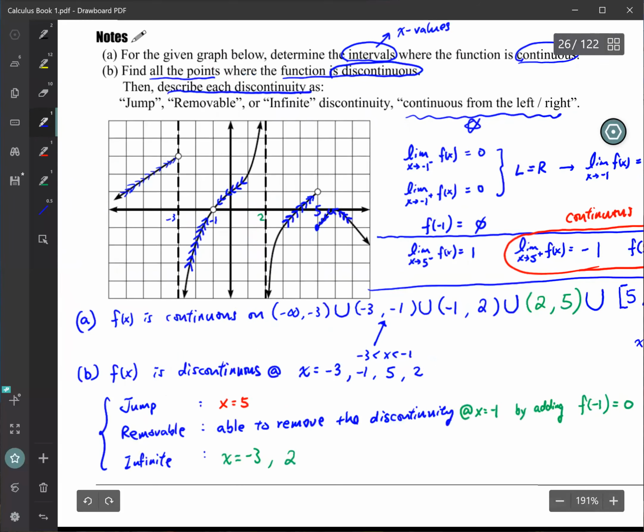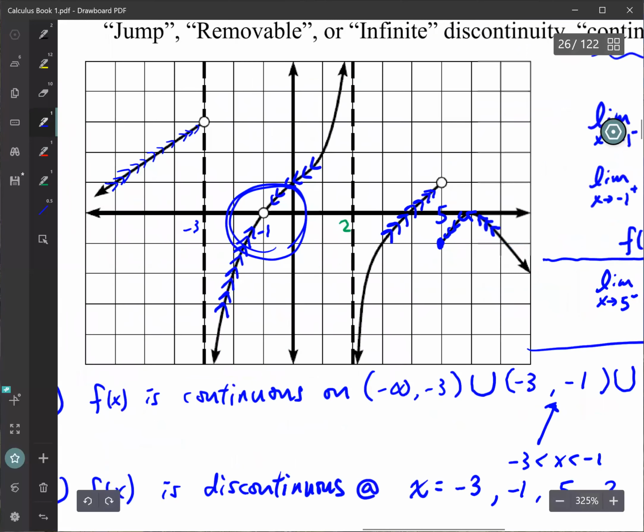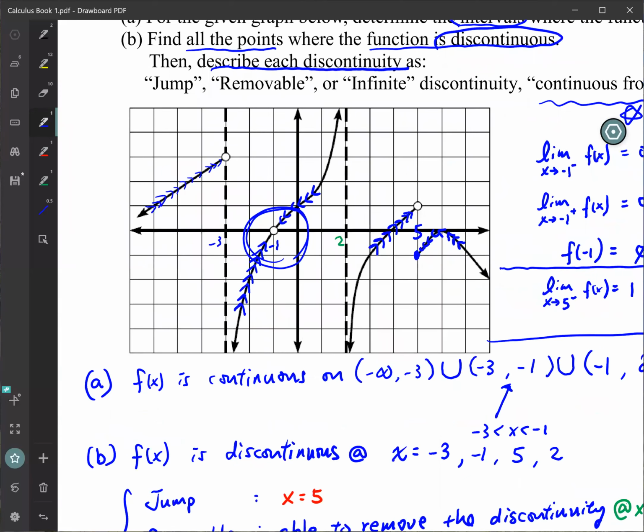The one that is removable, look at the previous page. Removable is the one at -1. The only condition is that you will still have the limit exist: left equal to the right side. I'm talking about this place. But at the point, it will be undefined or equal to something else. So the condition is that the limit exists. If the limit doesn't exist, then it's not removable already.